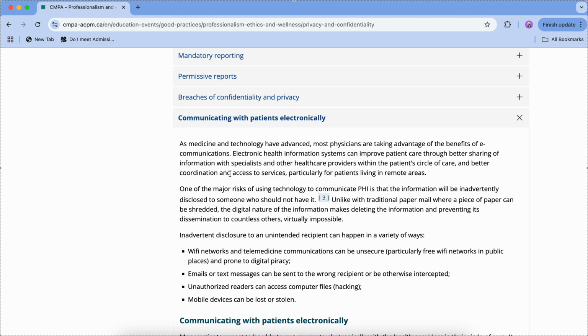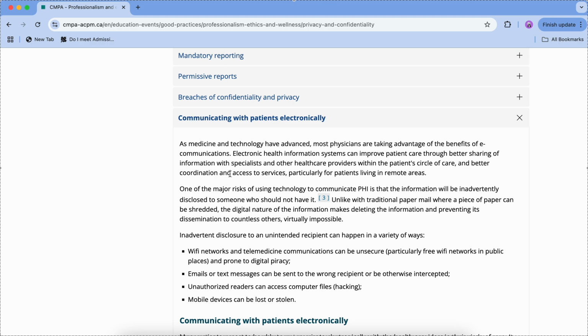That's why they are talking about, when you are talking to a patient, don't try to use the free Wi-Fi networks, especially in public places. Emails and text messages can be sent to the wrong recipient or be otherwise intercepted. It's very common. You have a phone number, just one digit change and your message is going somewhere else. Email, a one letter change, your email is going somewhere else. It's very common, even though you write it down very well. But anything can happen. You did not recheck it, you did not reconfirm it, something can happen.